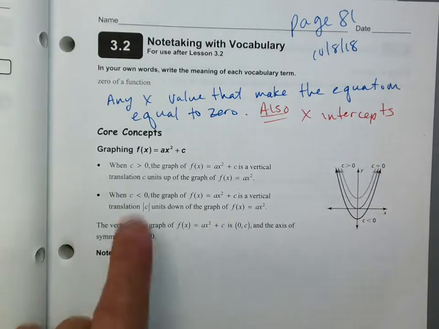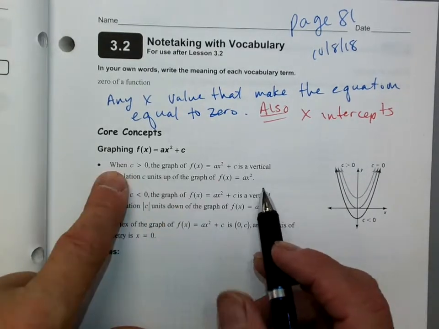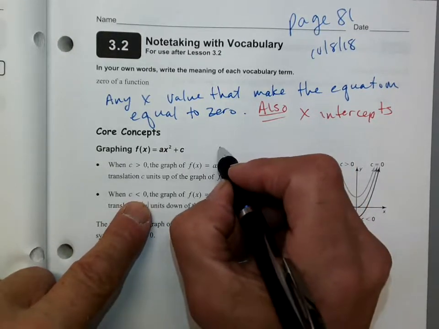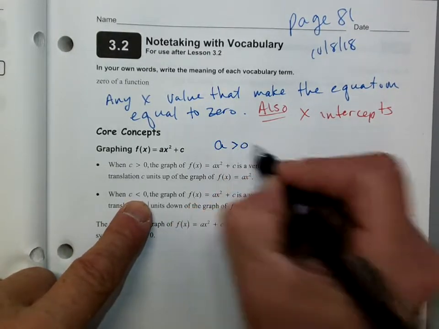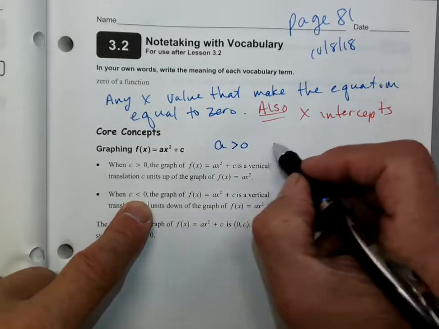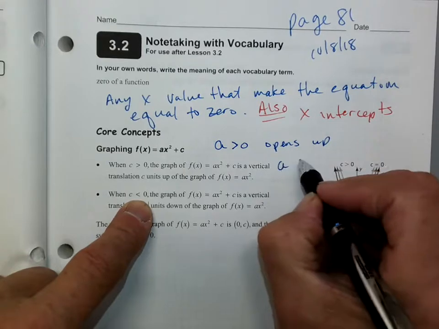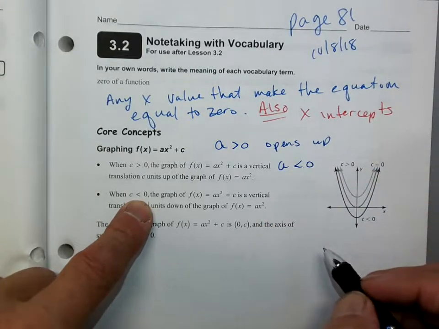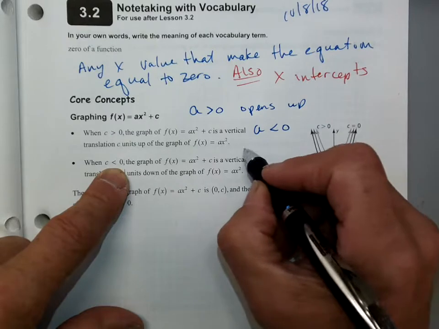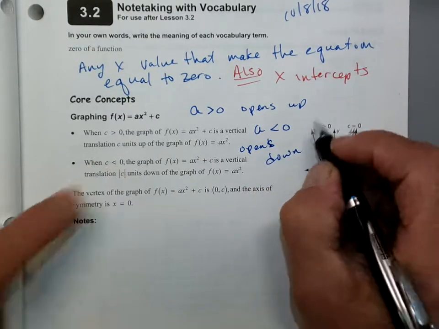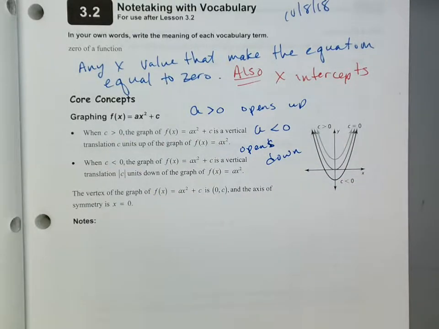A couple of things we know. First of all, if we're graphing ax squared plus c, if a is positive, then it opens up. It's a smiley face, right? And if a is less than 0, then it opens down. So either it's going to be up like this, opens up, or it's going to be down like that, opens down.